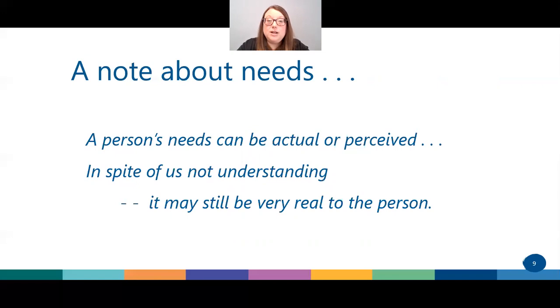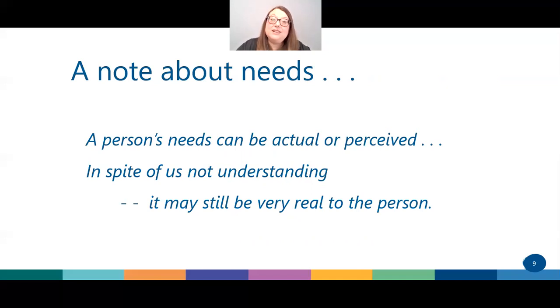Other people may open up the cupboard, and if there's only several cans of food in there, may feel insecure that, oh my gosh, I don't have enough food. I need to have a completely full cupboard and refrigerator full of food in order to feel as though my need has been met. So just like it says there on the screen, a person's needs can be actual or perceived, in spite of us not understanding or maybe not agreeing with that person. If that is an actual or a perceived need, it is still very real to that person.